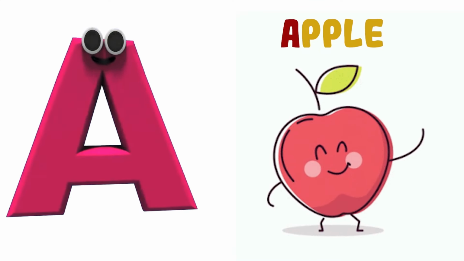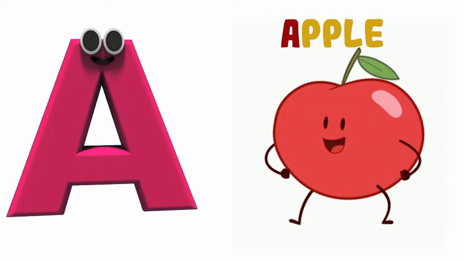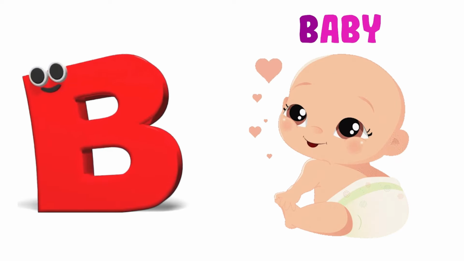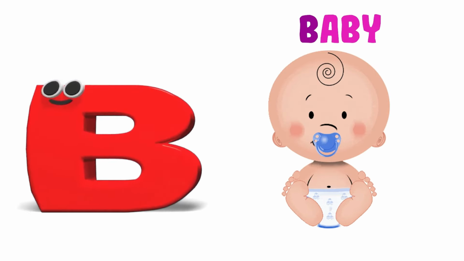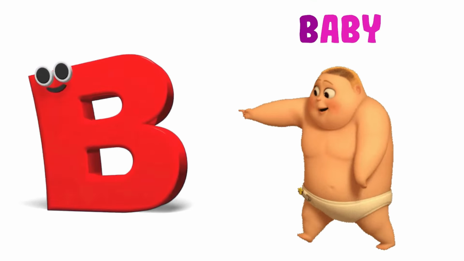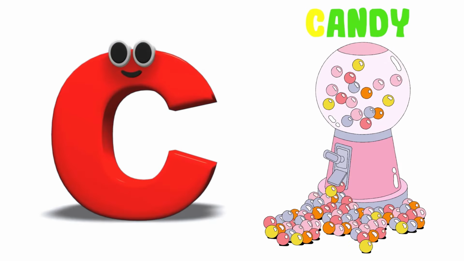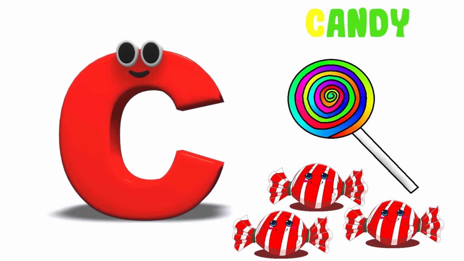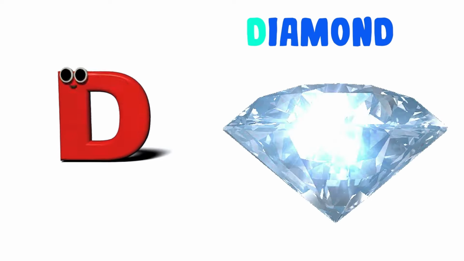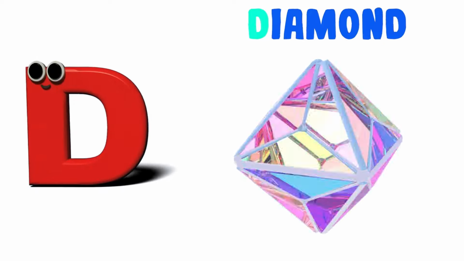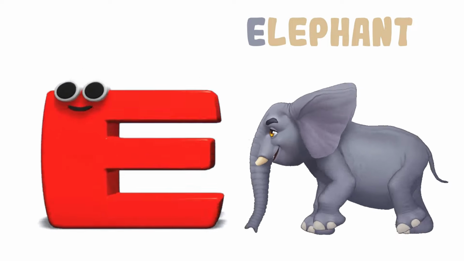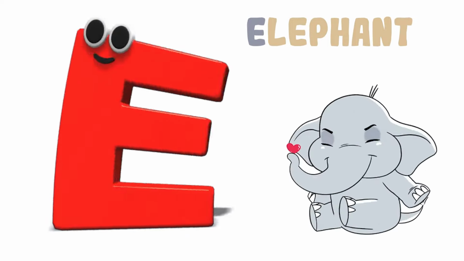Again! A is for apple, a-a-apple, a-apple. Baby, b, b, baby. C is for candy, k, k, candy. C, candy. D is for diamond, d, d, diamond. D, diamond. E is for elephant, e, e, elephant.